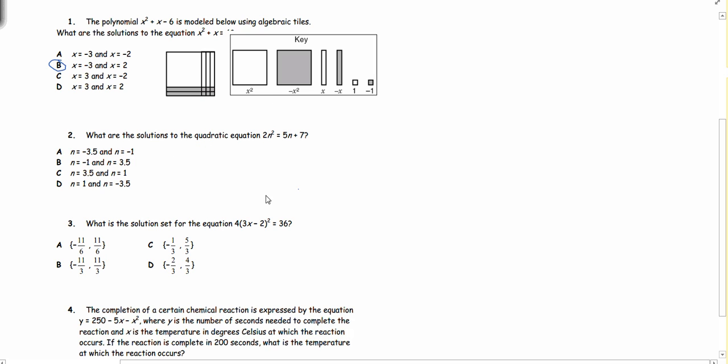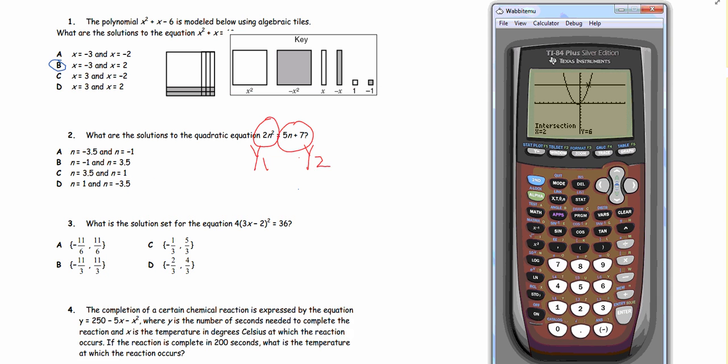Alright, so the next one has the graph, or not a graph, but it has these two equations. There's the left side. We're going to put that in y1, and we're going to put this one in y2. Anytime you have an equal sign and you have some variables like n or x or whatever letter they give you, we can try putting it in the calculator, and we're just looking to see where they cross. So let's go ahead and put those two back in.